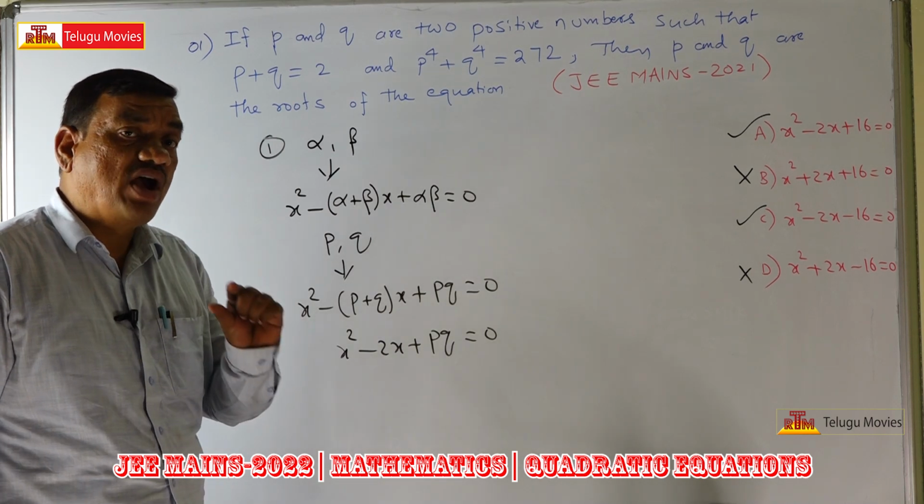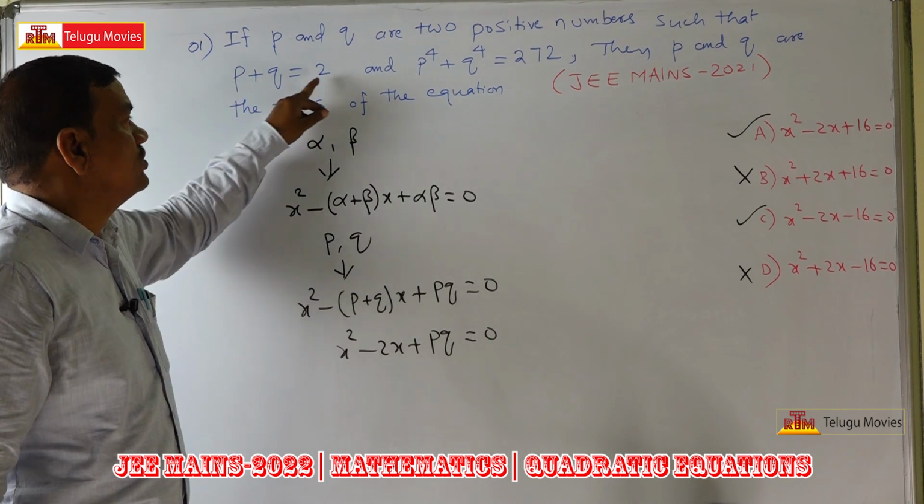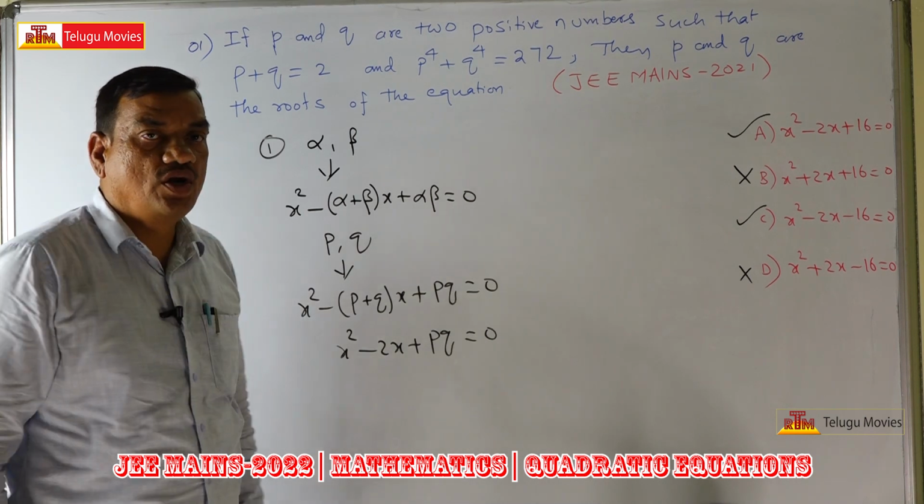If you know the value of PQ, the problem is over. Further, to find the value of PQ, two equations are given. One equation is P plus Q is equal to 2. Another equation is P power 4 plus Q power 4 is equal to 272.